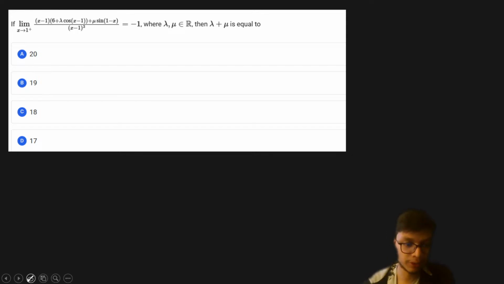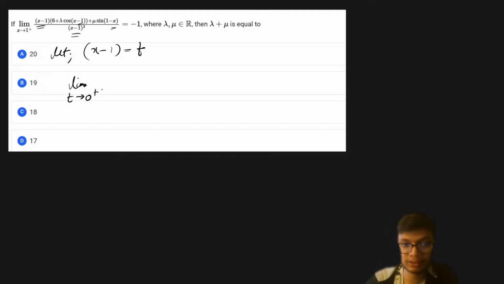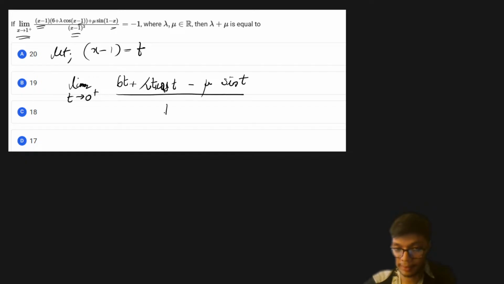If you look at the problem over here, you can observe that x minus 1 appears in many places. So if I consider x minus 1 as some variable t, then in place of x tending towards 1 positive, I will have t tending towards 0 positive. My entire expression will change to the limit of 6 plus lambda times cos t, multiplied by t, minus mu times sin t, whole divided by t cube, and the result of this limit is given as minus 1.